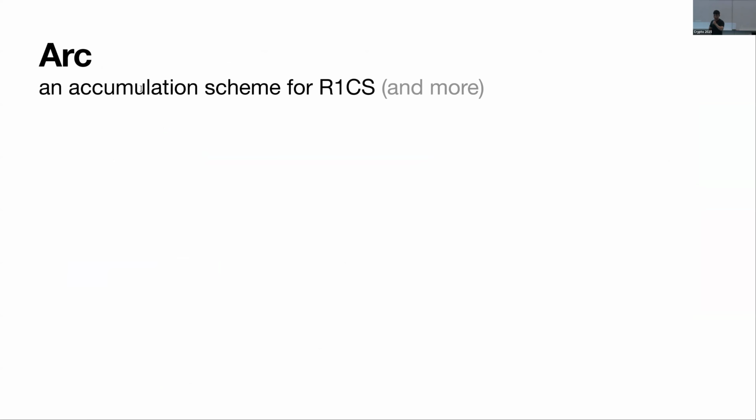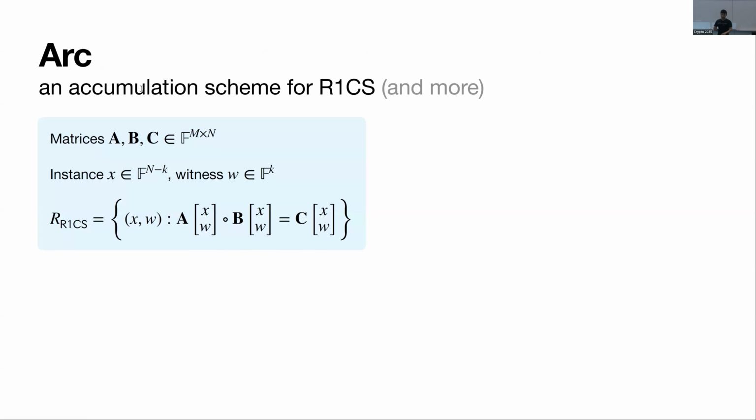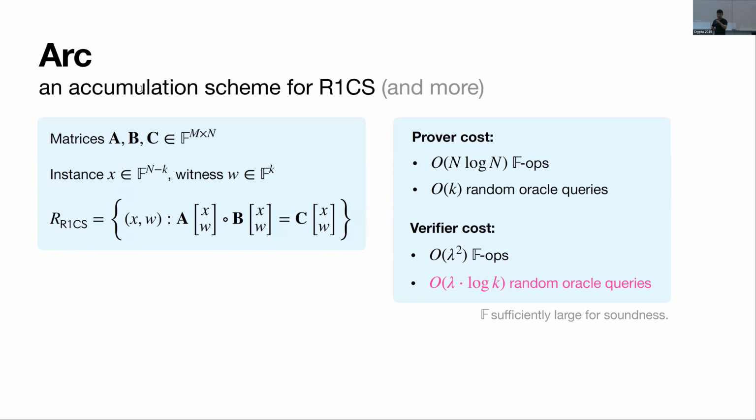Cool. So let's talk about ARC. ARC is an accumulation scheme for R1CS, as well as more general constraint systems that I'm not going to cover. Here's R1CS, you don't have to look at it. And here is the cost profile of ARC. The main thing I want to highlight is the verifier's cost, and in particular, the number of random oracle queries that it makes.